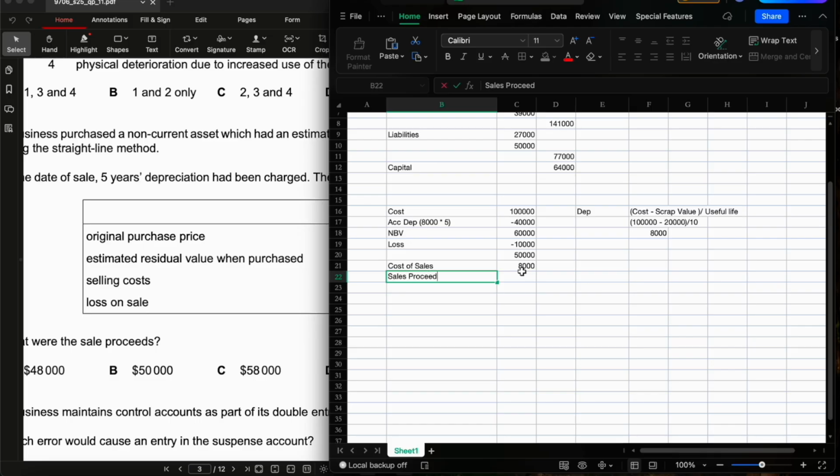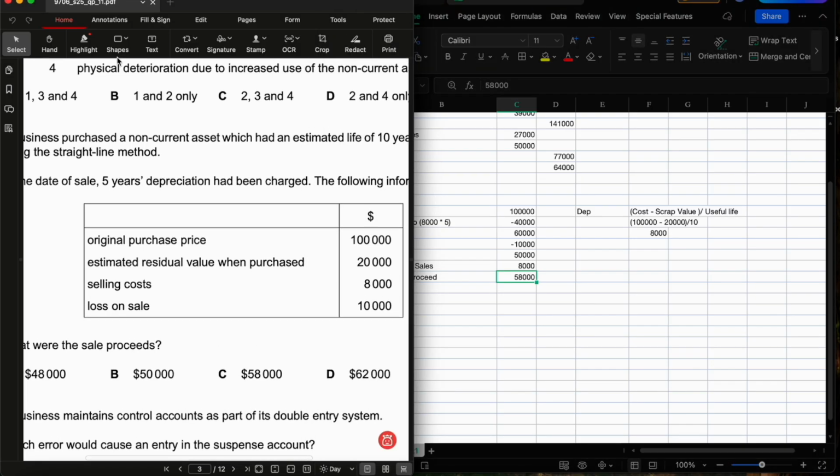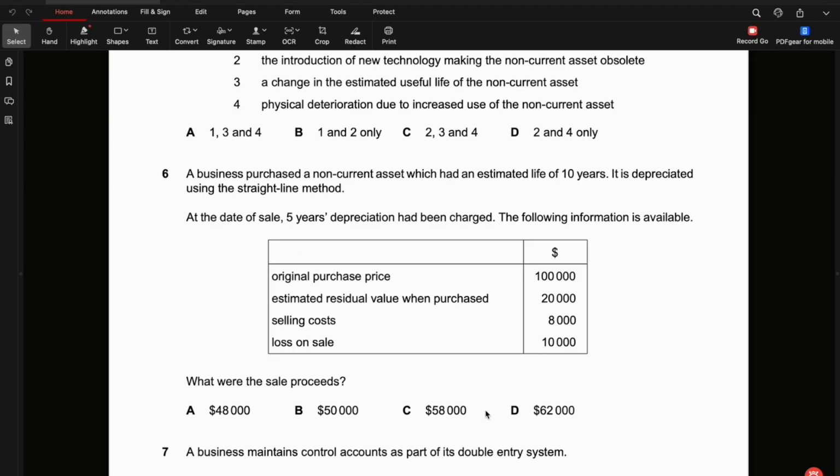Sales proceed should have been 58,000, and let me explain this number. So if sales proceed was 58,000, out of this 8,000 was given as a sales cost. Now we are left with 50,000, and they are saying that we made a loss of 10,000. And when we add 10,000 to 50,000, we get to the net book value out here. Okay, so the sales proceed out here is 58,000. Our correct option is C. So question number 6, C.